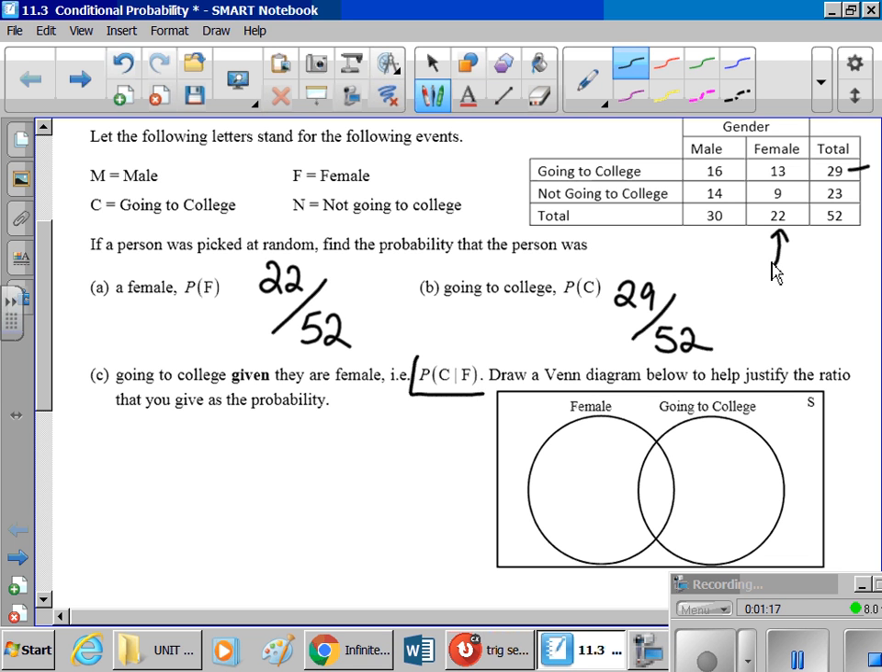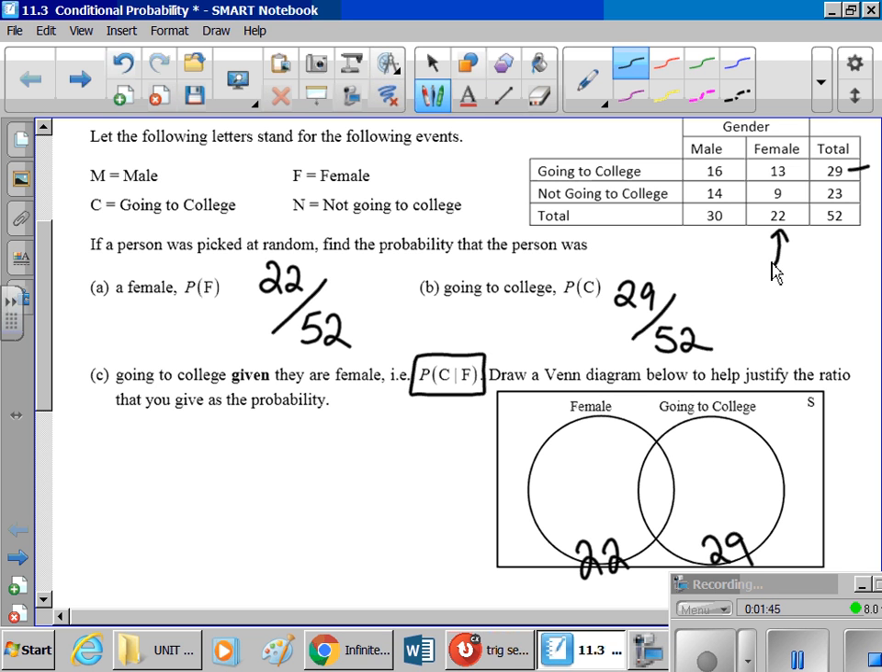So this is the notation that we're going to be talking about in this lesson. The probability of going to college, given that they're female. So let's start with drawing a Venn diagram, and then we'll start talking about it some more. We know this whole circle of females is 22. We know this whole circle going to college is 29. We just picked them from our numerators.